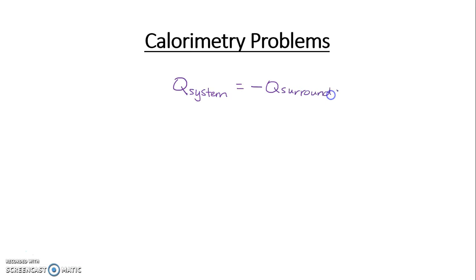What that just means is that we have one thing that is releasing or gaining energy, and that is exactly the same number but the opposite sign as what the surroundings is giving to or taking from this system. Because we know that Q equals mc delta T, we know that mc delta T of the system is equal to the negative mc delta T of the surroundings. And we will use that for all of these problems.